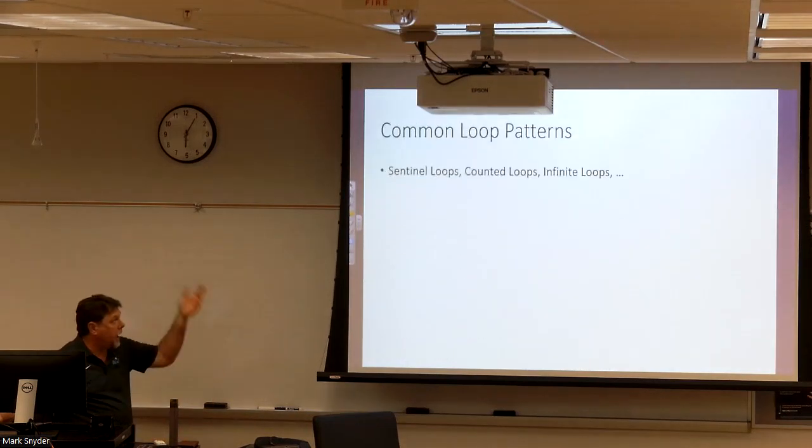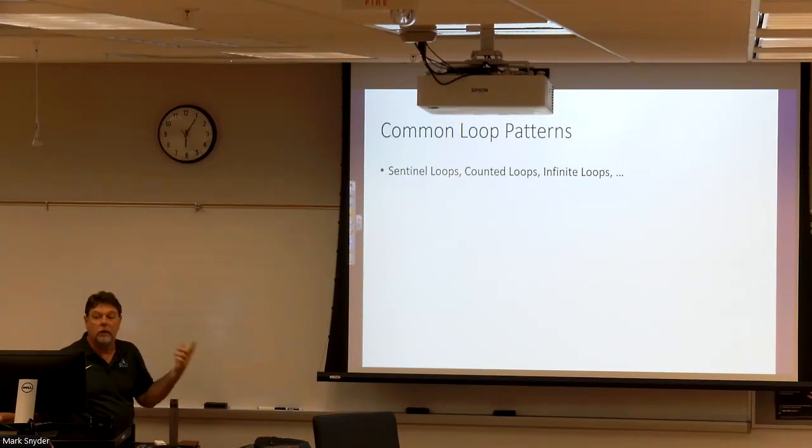Okay, so common loop patterns. We know the sentinel loops. We have some special value in mind or some condition that we know is going to become true at some point in the future, and we're going to loop until that becomes true. We want to remember the basic pattern of setting your initial condition, checking the loop condition, and modifying the loop condition inside the loop. Because if you don't modify the loop condition inside the loop, it's just going to loop forever.